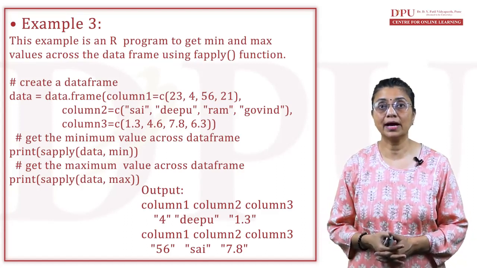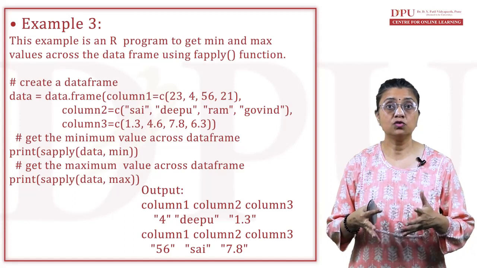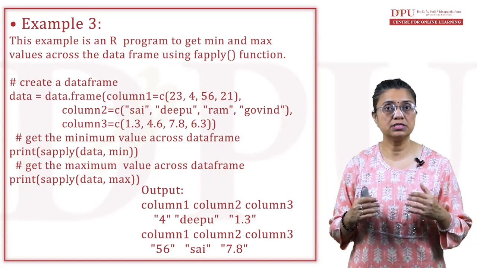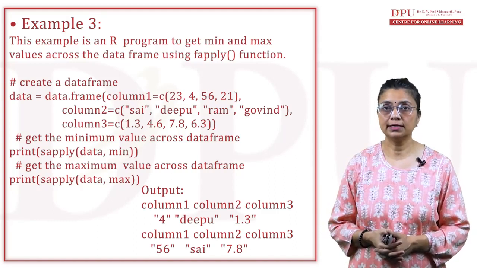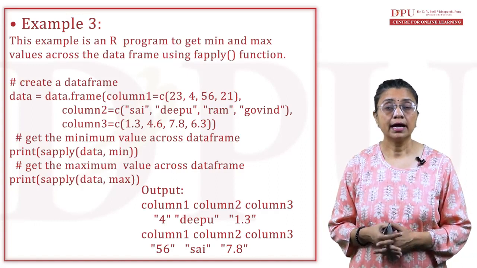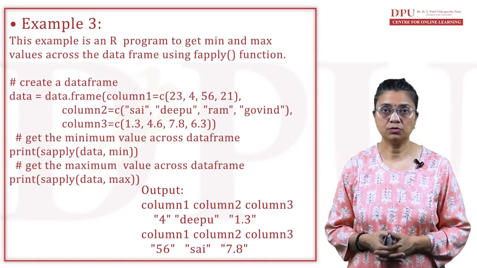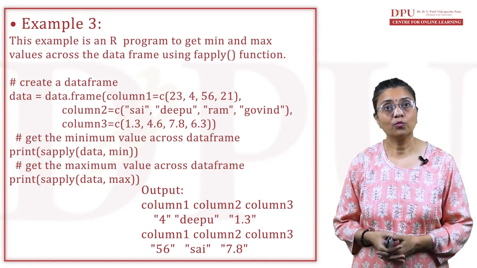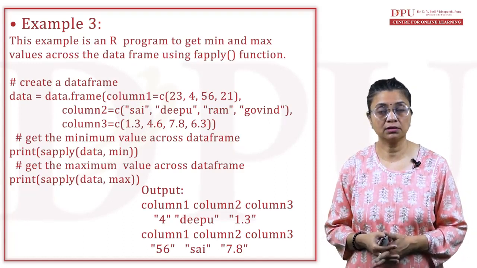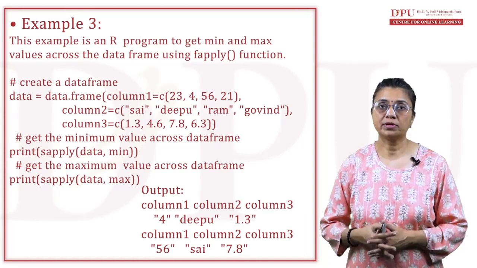Now, if you see the maximum value across the data frame, you will see 56, Sai and 7.8. Here also you see that the data has been converted into the character data type. It is a character data type, and you can see the maximum values. So now this output is a vector data type, and that is why we have applied the sapply function over here on the data with the operation max.